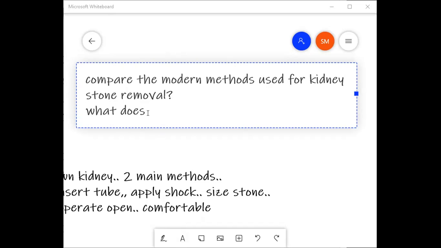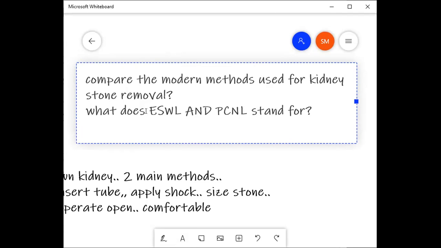Okay, what does ESWL and PCNL stand for? ये क्वेश्चन भी हो सकता है.